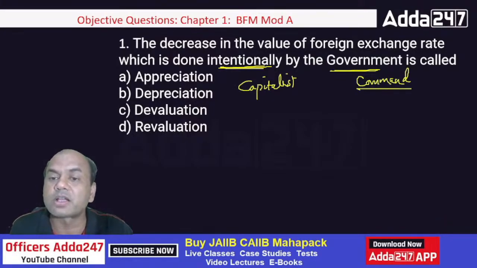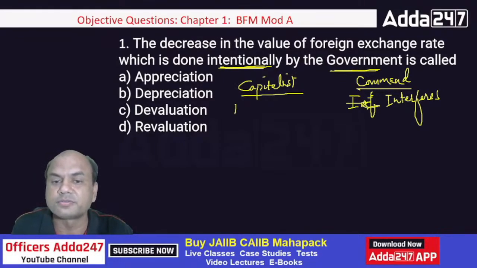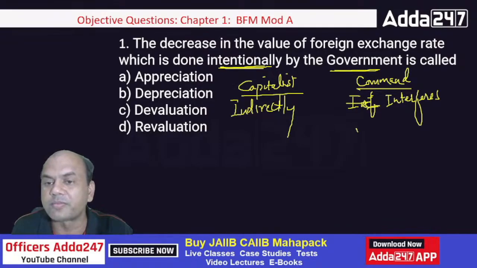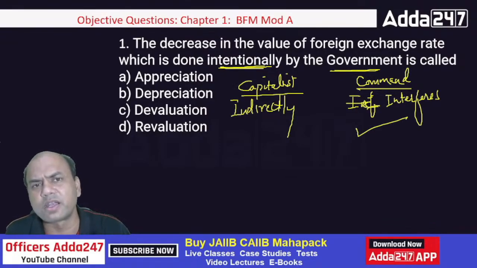Command means where the government interferes directly in the forex. And here the government doesn't interfere directly in the forex. It interferes indirectly. Here it interferes indirectly, and there it interferes directly. So this question is about this command economy. Intentionally, the government decides that, okay, we'll reduce the rate today.